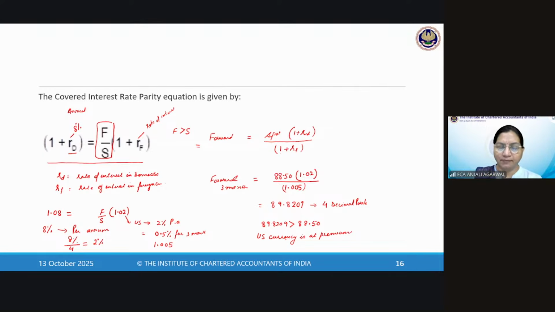If this will not happen, there will be arbitrage opportunities, which should not happen. So to avoid any arbitrage opportunity, the interest rate parity, or covered interest rate parity, holds good, which means that whatever the loss of interest to a US citizen in terms of the percentage of interest is compensated by appreciating his currency. Okay. I'd like to explain how this arbitrage works if it is not 89.8209. Let's say it remains 88.50.